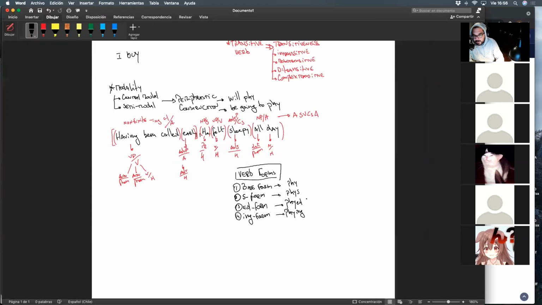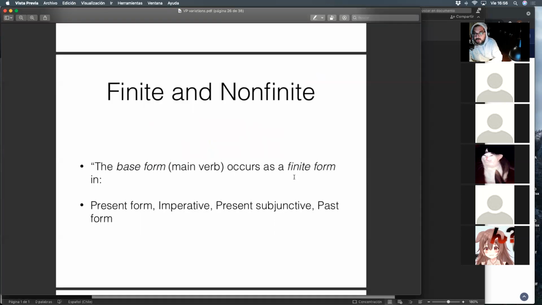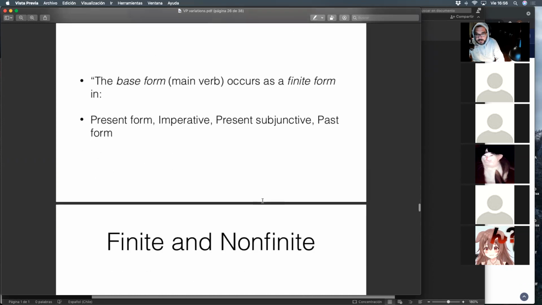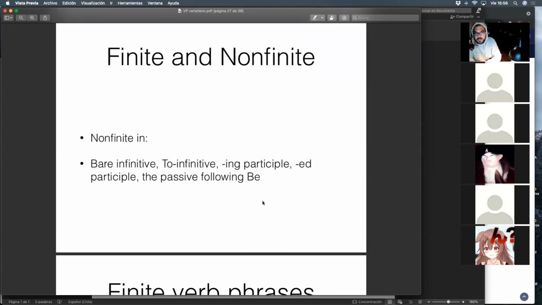So the base form, play, that form, occurs as a finite or is considered to be finite when it is used as present, imperative, present subjunctive, past form. That's the explanation. And it is considered to be non-finite in bare infinitive, to infinitive, ing participle, ed participle, the passive following the be. I don't like any of these explanations.